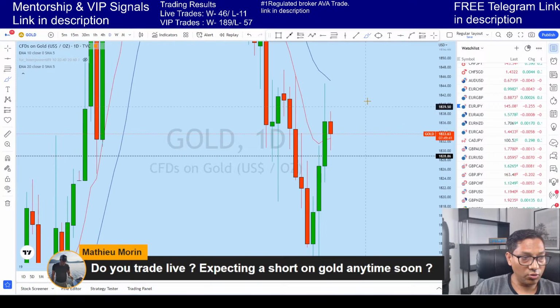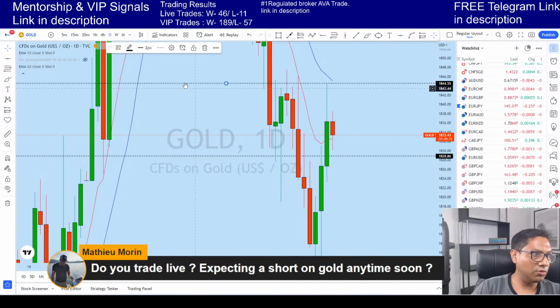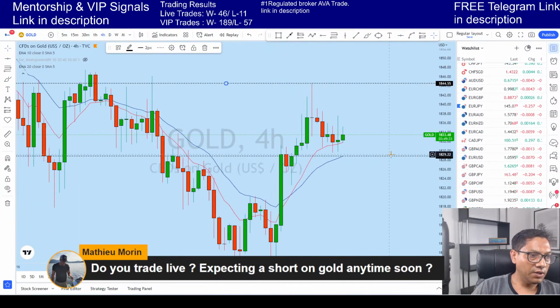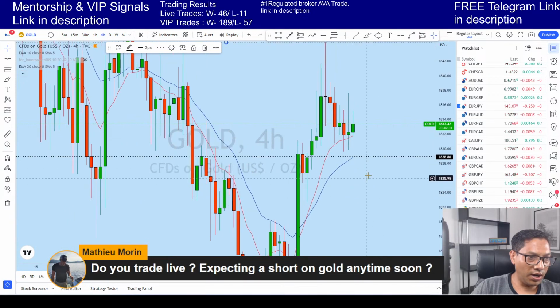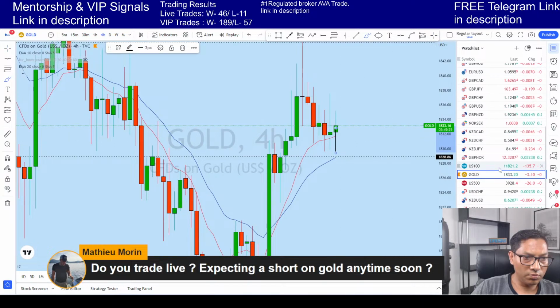I think this market will go up again. At least we might see it testing this high, making a test of the 20 EMA. And then for me, the way I see gold, we might see first an initial drop, okay, and then grabbing liquidity from here, and then we might see this bullish move on gold.